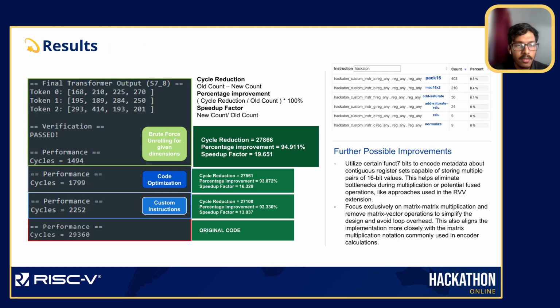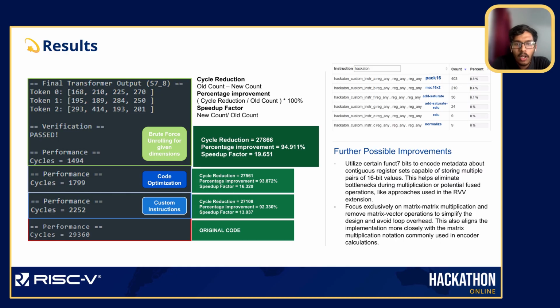So this is the result I've achieved. With the original code, we had a cycle count of 29360. With custom instructions only, we have gone down to 2252. And further code optimization has brought it down to 1799. And finally, using a brute force method of unrolling all the loops for the given dimensions, just removing all the loop counters, we have come down to 1494, giving us a speed up factor of 19.651.